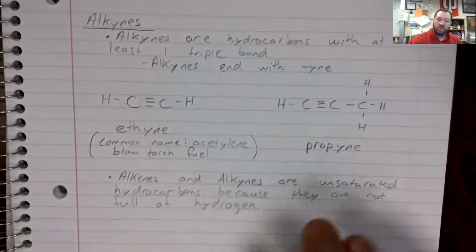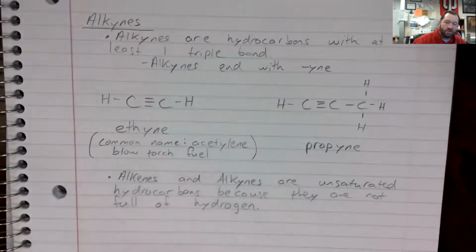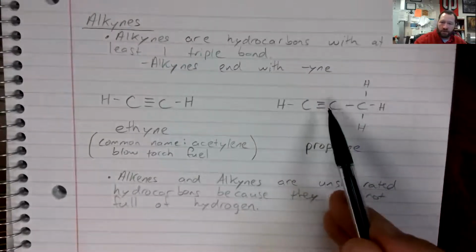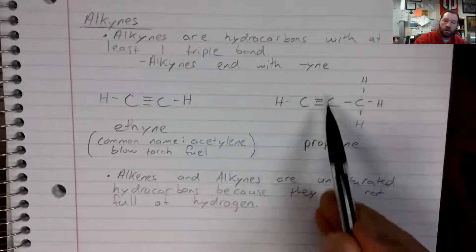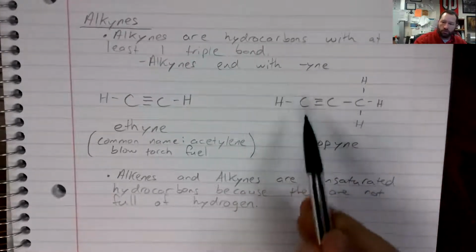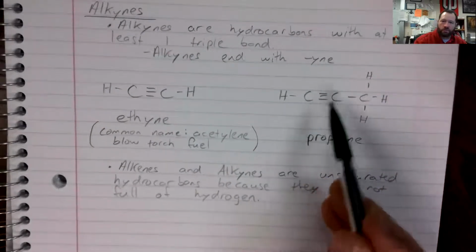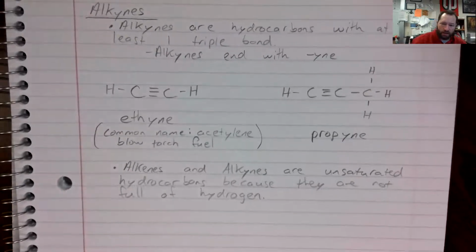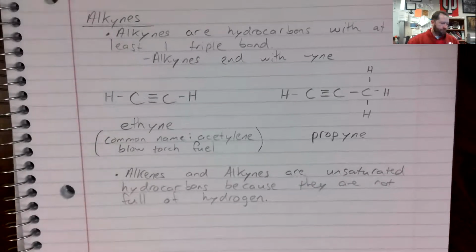So we mentioned saturated before. We talked about alkanes. Alkenes and alkynes are not saturated because they don't have the maximum number of hydrogens. Again, we look up here at this triple bond. Both of these carbons involved in the triple bond could have more hydrogen. They could have more hydrogen if they just had a single bond there, each bonded to 2 more hydrogen. So it's not the maximum number of hydrogen in that molecule. So we call them unsaturated, or not full of hydrogen.